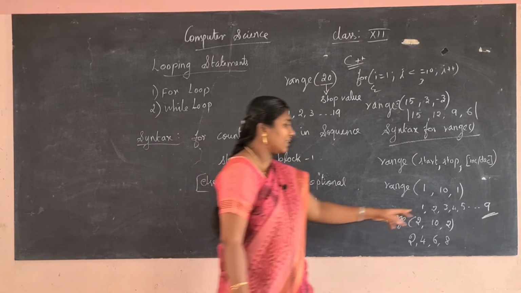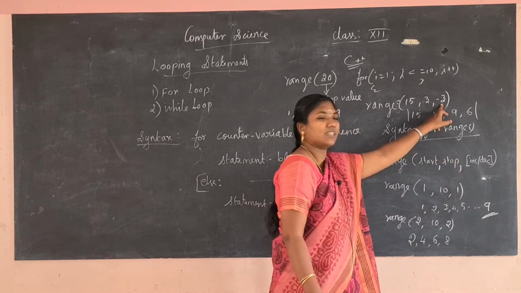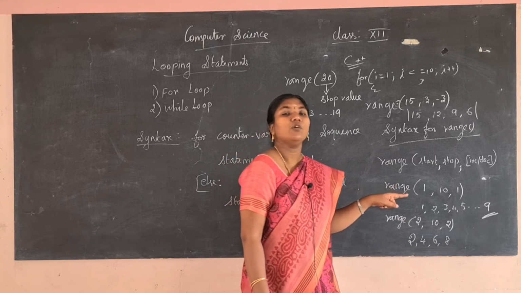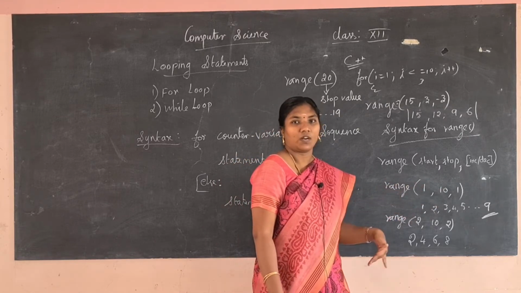So if you are giving only one value, it is considered as the stop value. You can use both increment and decrement. The main thing you must be very careful about is that the stop value works till n minus 1. Clear?